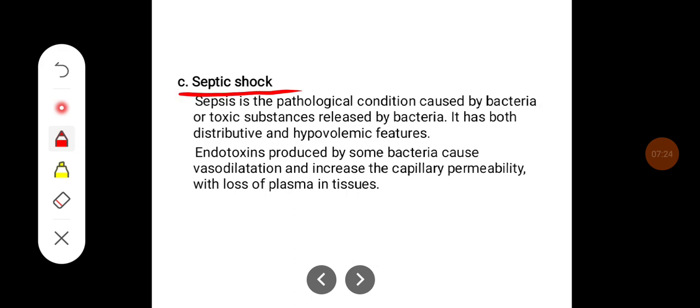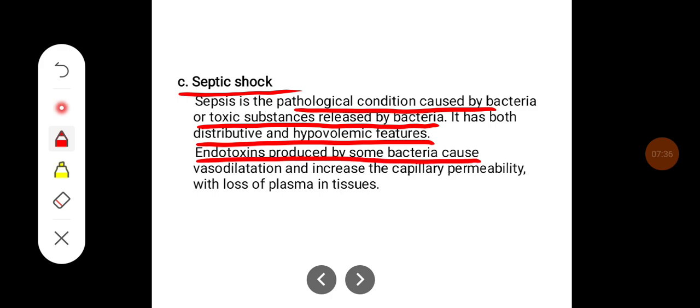Septic shock. Sepsis is the pathological condition caused by bacteria or toxic substances released by bacteria. It has both distributive and hypovolemic features. Endotoxin produced by some bacteria causes vasodilatation and increases the capillary permeability, which is going to lead to the loss of plasma in tissues.